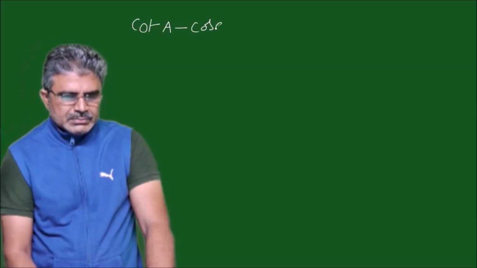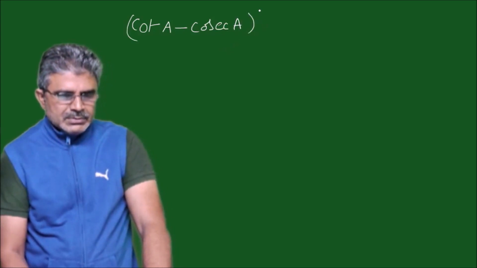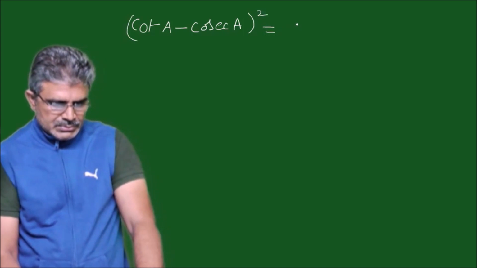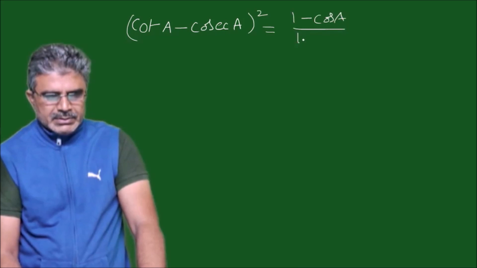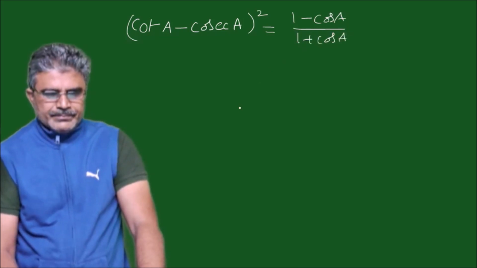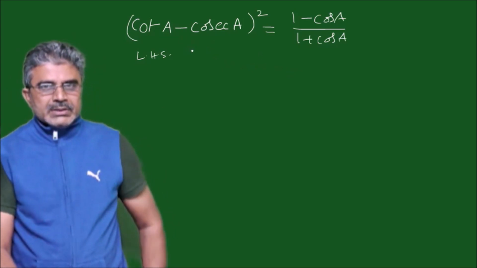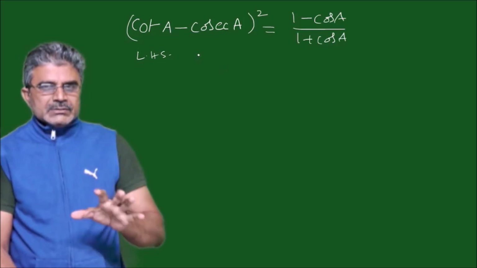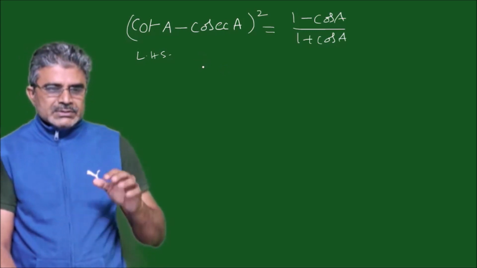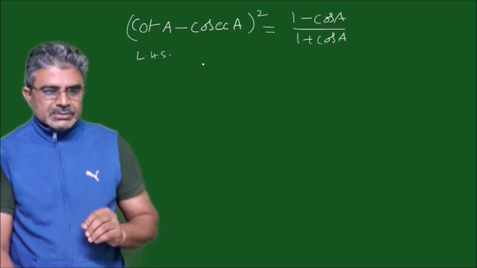Our next problem is (cot A minus cosecant A) whole square is equal to (1 minus cos A) divided by (1 plus cos A). So consider LHS. Our left hand side has cot A and cosecant A, whereas the right hand side is in cos A. Using identities for cot A and cosecant A, just convert them in terms of basic trigonometric ratios like sin A and cos A.